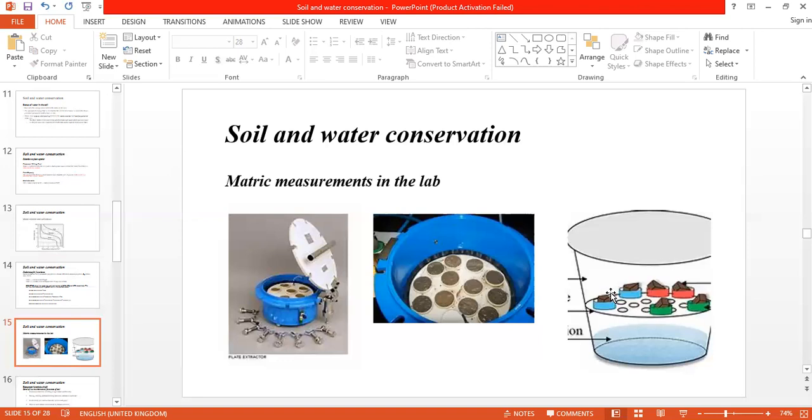So you have two. One at 33 kilopascals, the amount of water that remains in your soil is the field capacity. Then the amount of water that remains at 15,000 kilopascals is your wilting point.